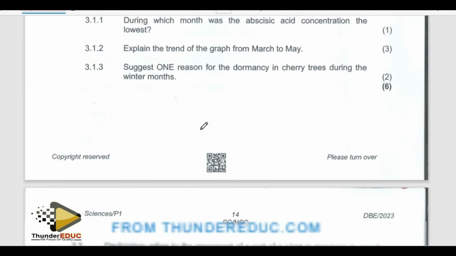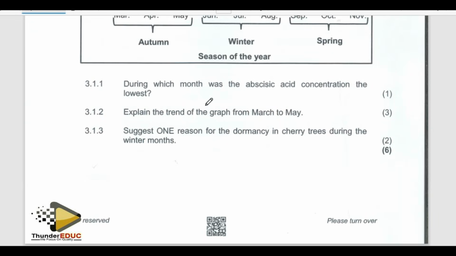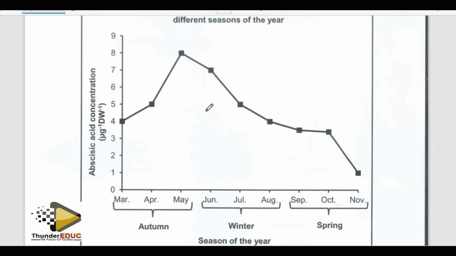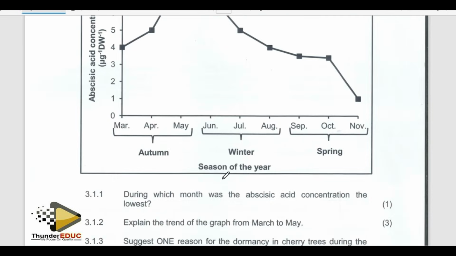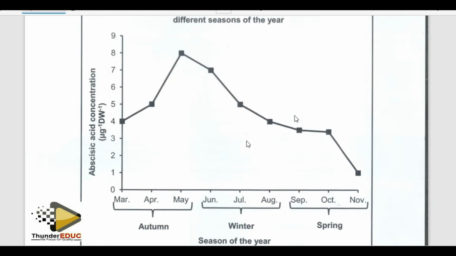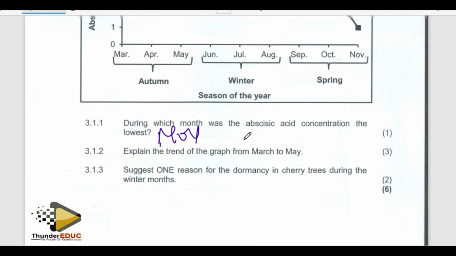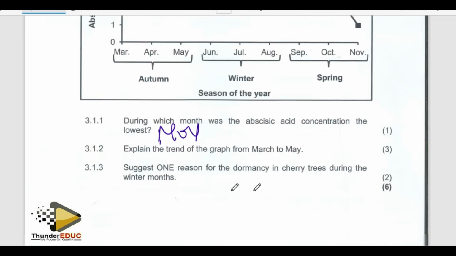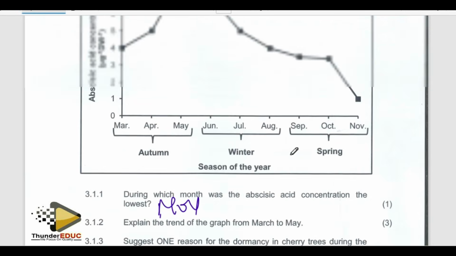The first question, they are saying that during which month was abscisic acid concentration lowest? It's obvious, guys. During which month? Check, this is concentration. November. Simple. November. Explain the trend of the graph from March to May. They are saying explain, not describe. Why? From March to May. When they say explain, you have to give a reason.